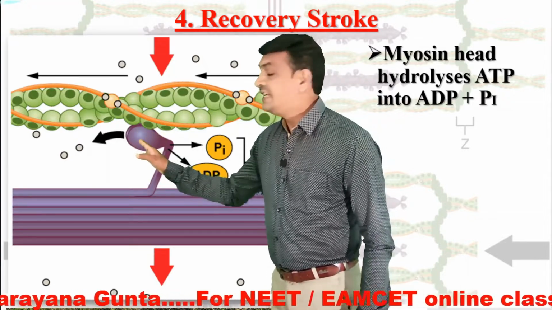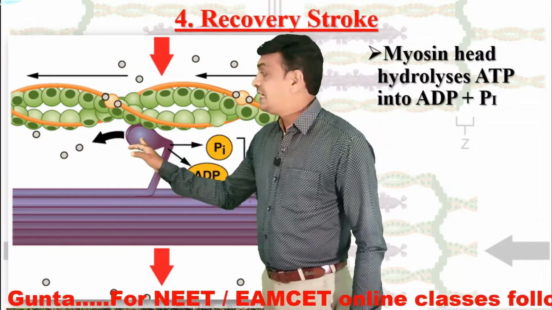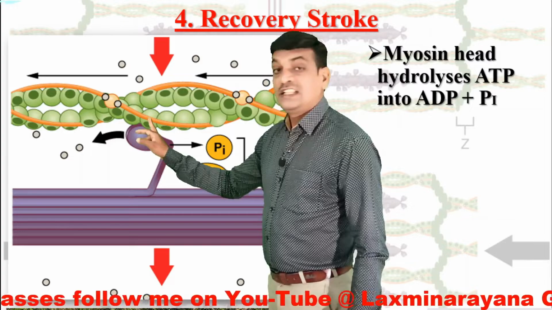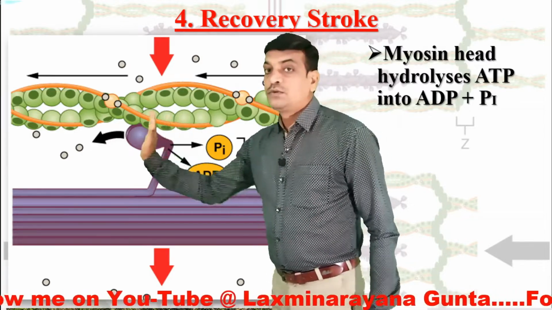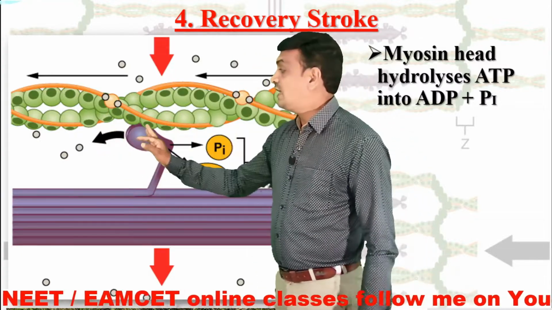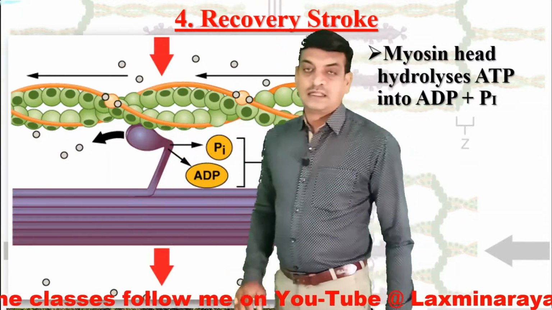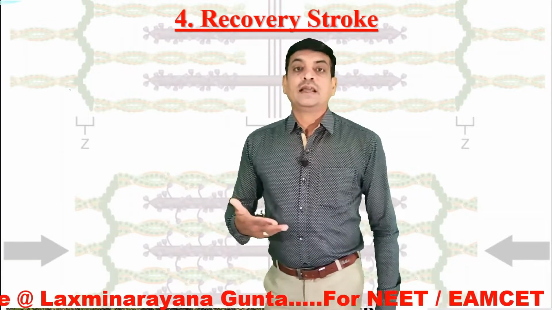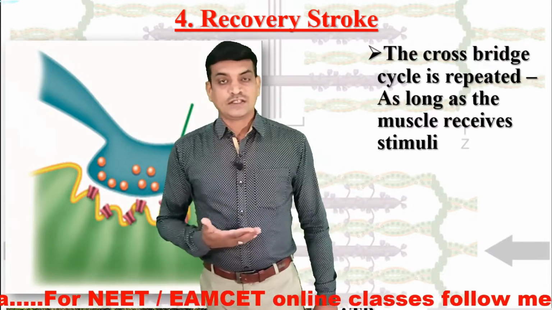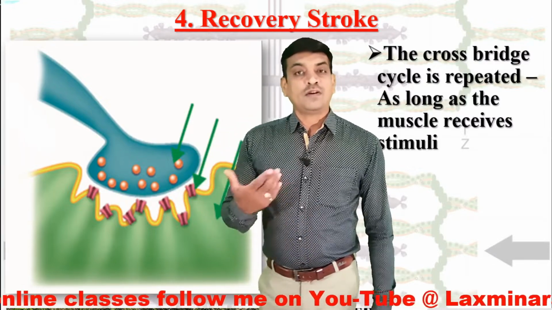Thereby the myosin head attaches with the adjacent active site. Suppose previously this myosin head was bound to this active site. This time this myosin head binds to this active site. This way it pushes the actin filaments towards the center of the dark band. In the next recovery stroke, it attaches here, and similarly it goes on like this. This cycle is repeated as long as the muscle receives stimuli from the nervous system, whether from the central nervous system or in the form of a reflex.